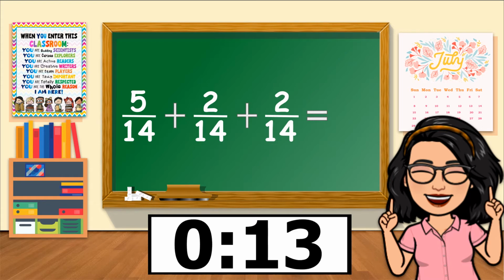Next. Okay, this one, 5 over 14 plus 2 over 14 plus 2 over 14. Try it using your pen and paper. Again, all you need to do is to copy the denominator, then add the numerators. First thing that we should do is to copy the denominator, write down 14, and then add all the numerators. 5 plus 2 is 7, plus 2 is 9. So the answer is 9 over 14.